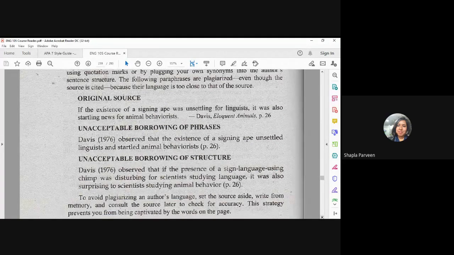So, okay. Here it says Davis, 1976. So the year of publication is given. Observe that the existence of a signing ape unsettled linguists and startled animal behaviorists. The page number is given. So why is this unacceptable? A signal phrase is given. Davis observed that. That's a signal phrase.